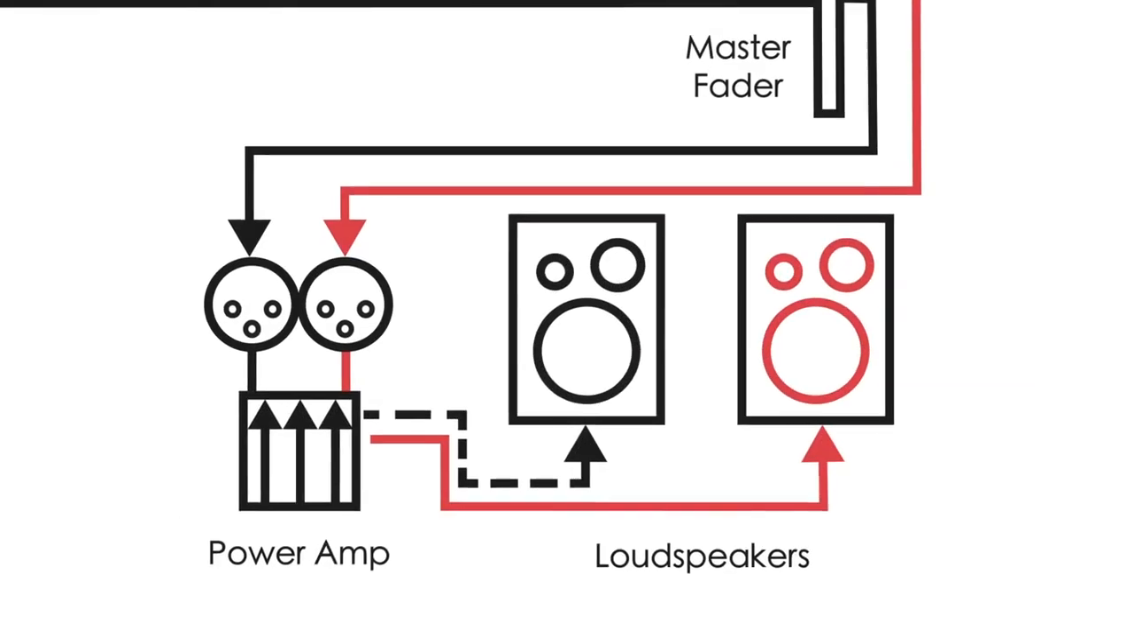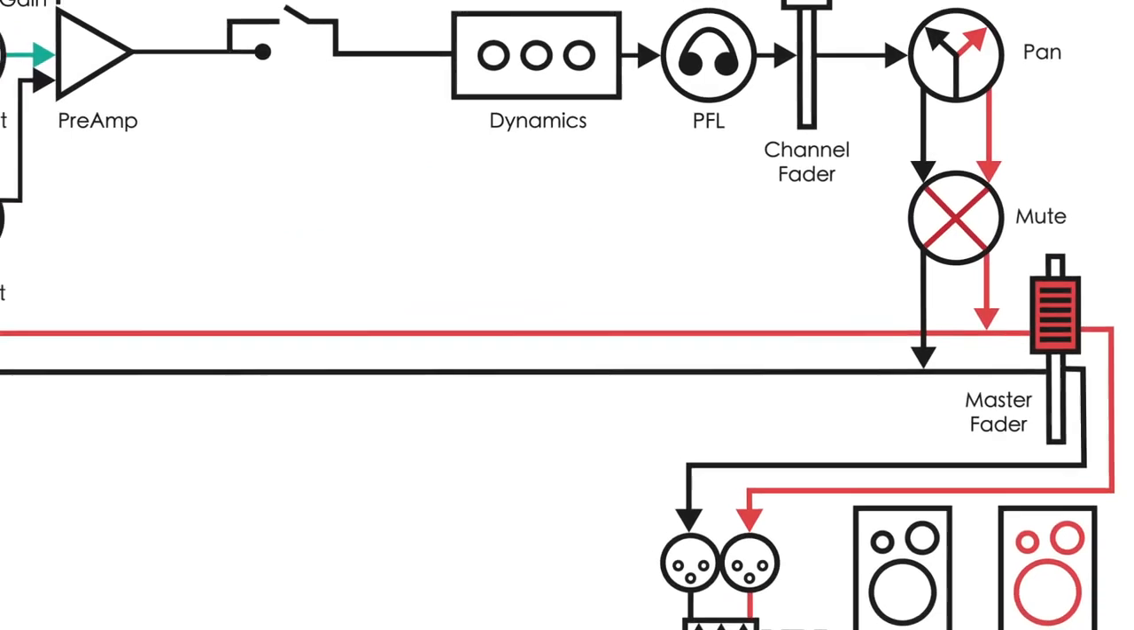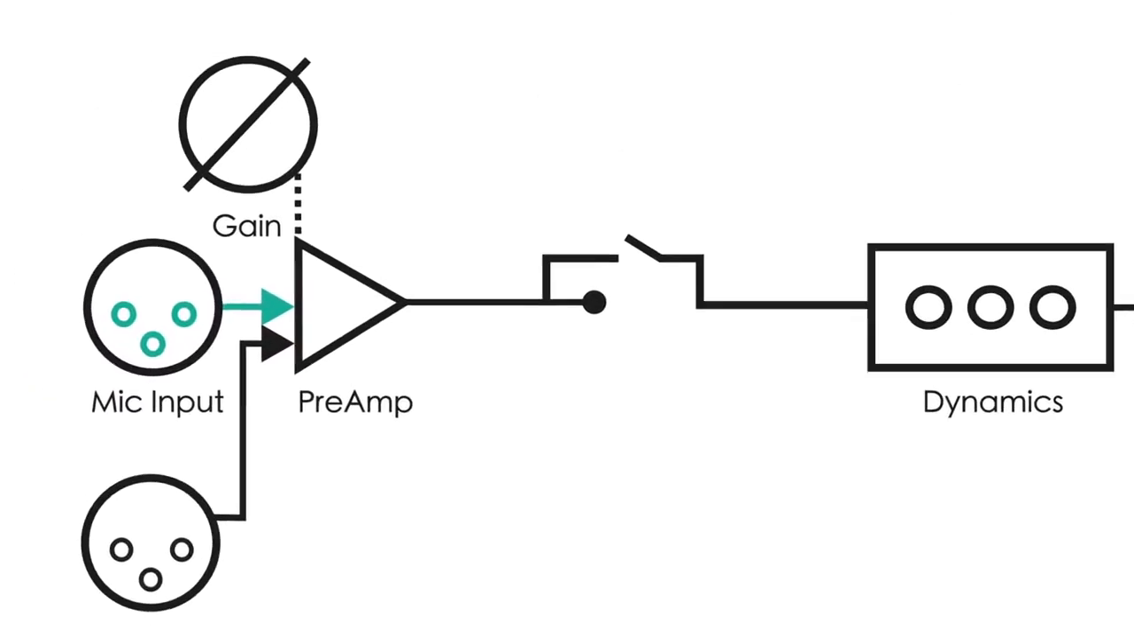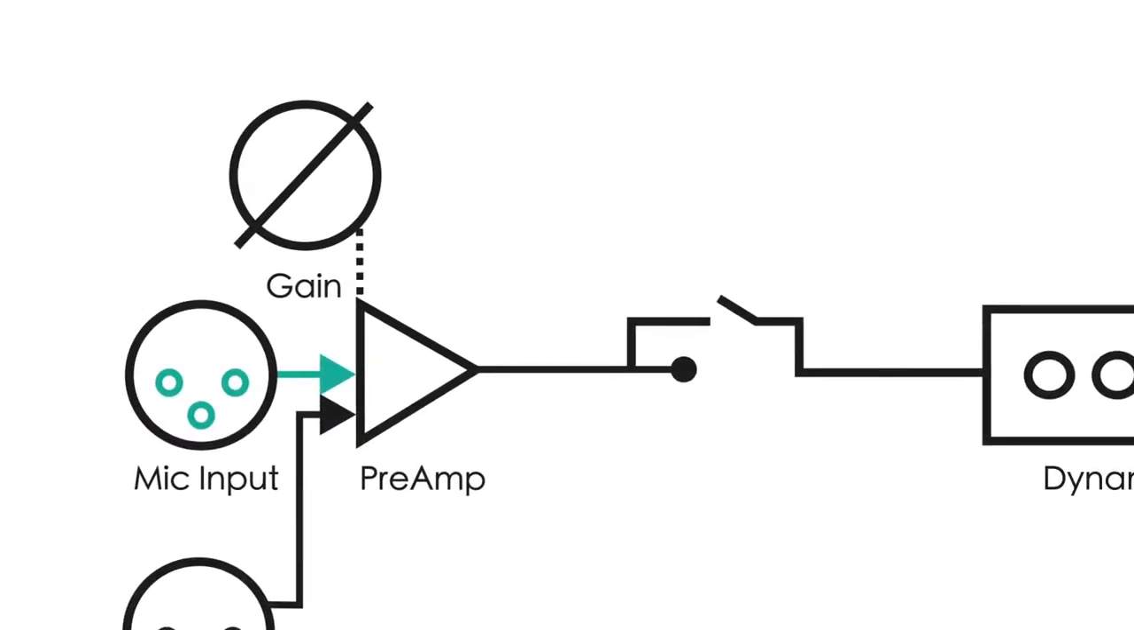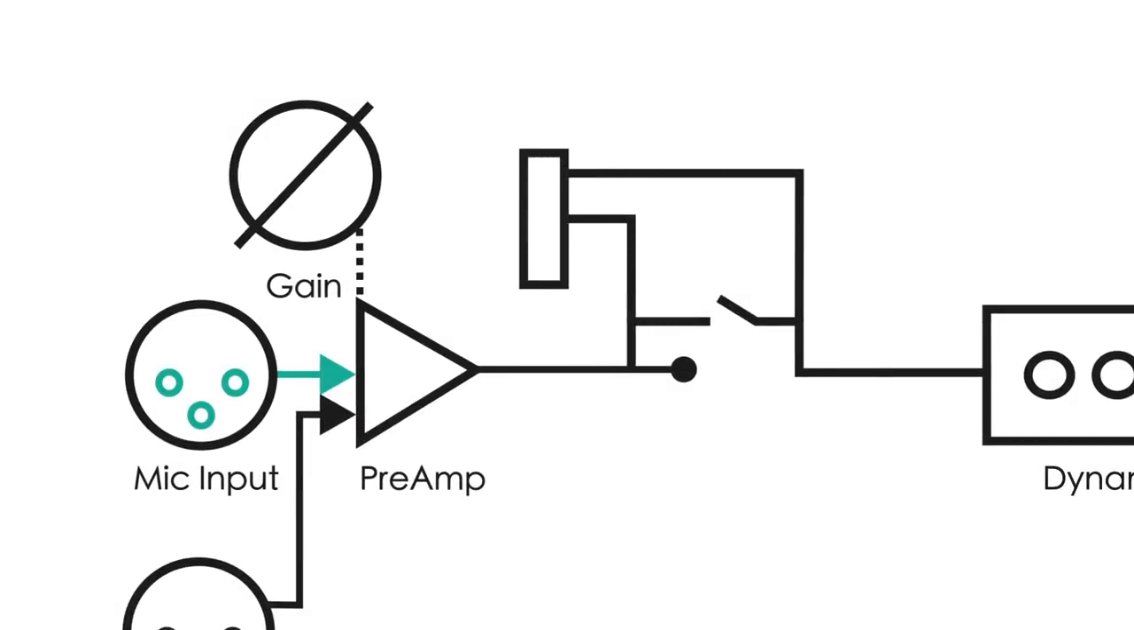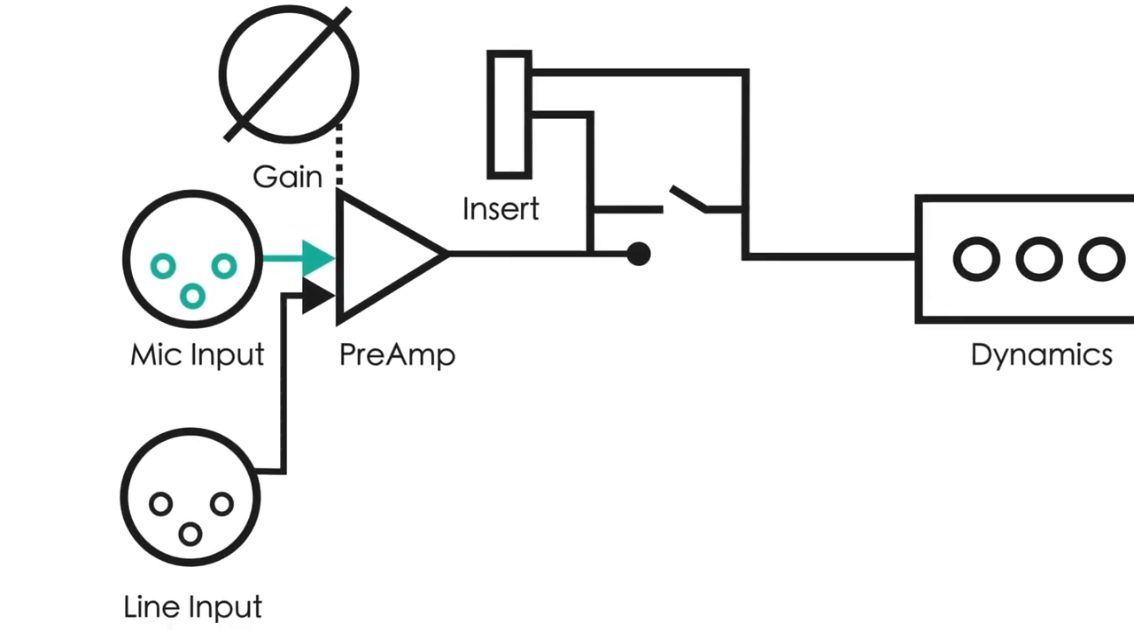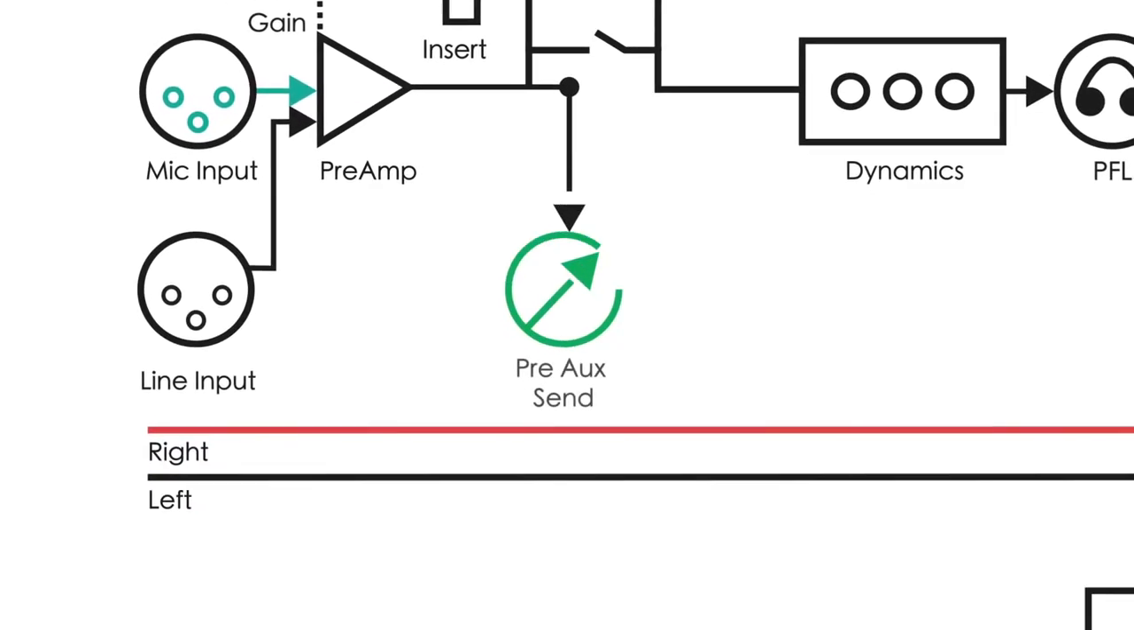There are several side paths your signal can take from the main path as well, so let's jump back to the preamp. After the preamp comes the insert, where the signal can be routed through an external effect. If there is nothing plugged into the insert, the signal will bypass it. Also at this point, the signal may be routed through a preaux send.